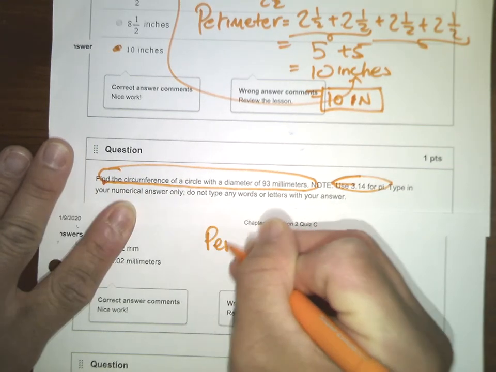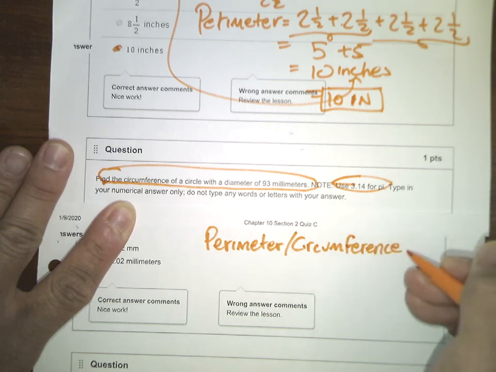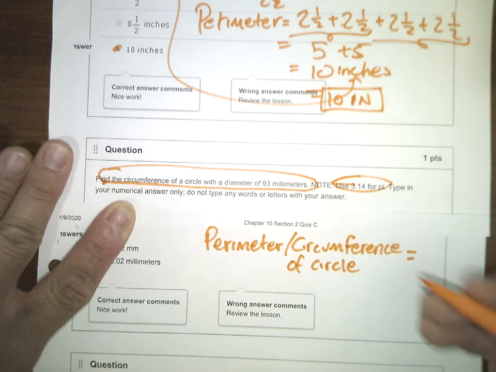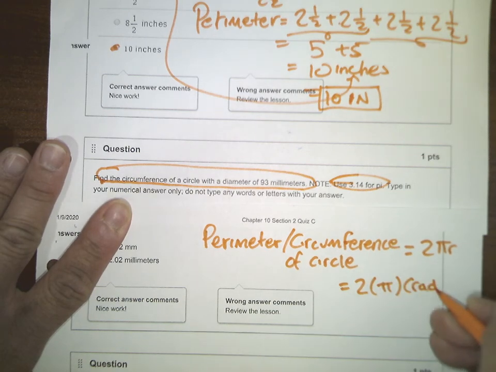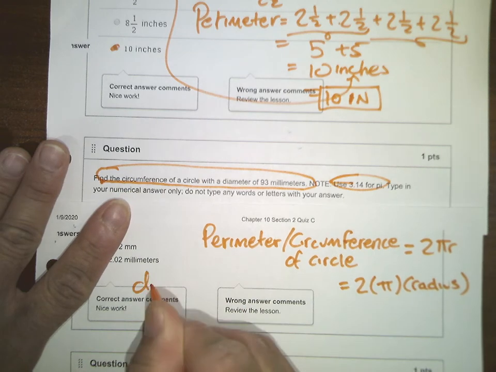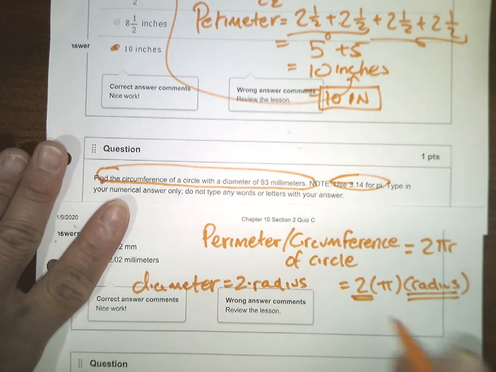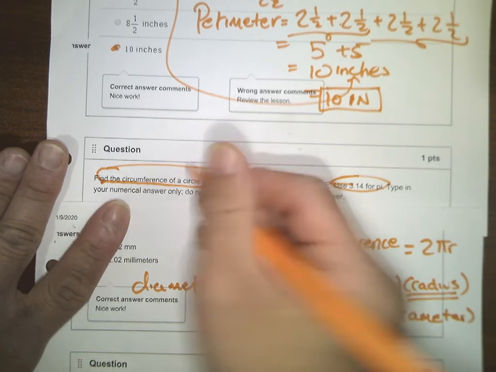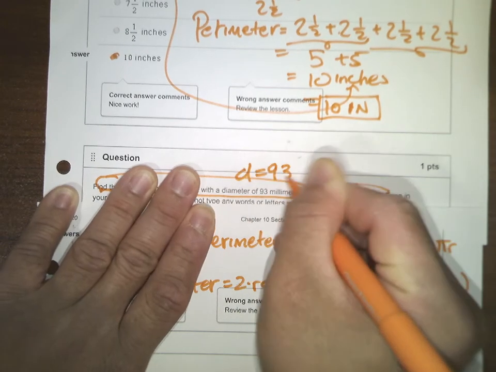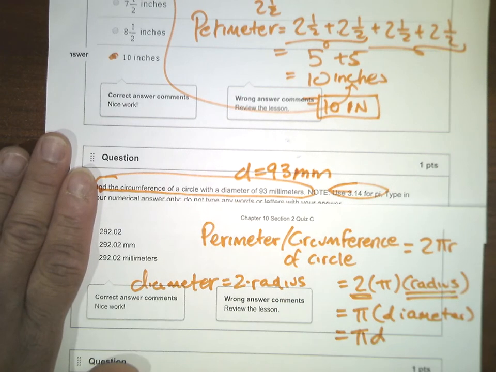So the perimeter, or the circumference, right? The circumference of a circle is going to be, well, here's the formula of it. Remember I said 2 pi r, or 2 times pi times radius before. And, well, because the diameter is 2 times the radius, sometimes instead of writing 2 pi r, they just write pi times diameter. And that would just be, if we use the abbreviation D for diameter, so D is equal to 93 millimeters, and MM is the abbreviation for millimeters, all right, then this would just be pi D. So that's another way to write the formula for the circumference of a circle.